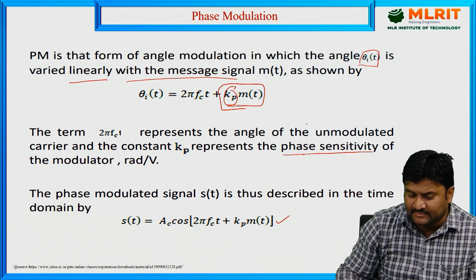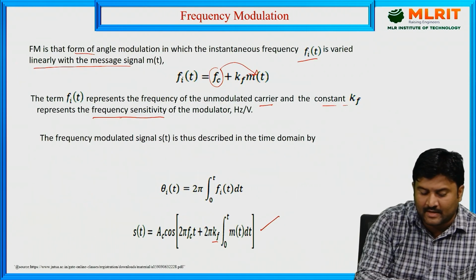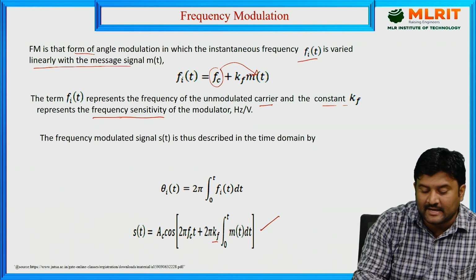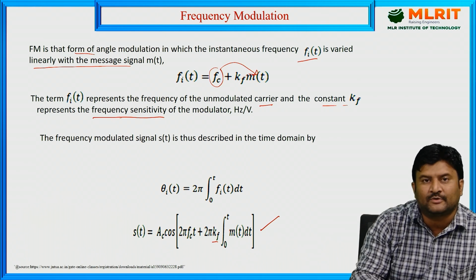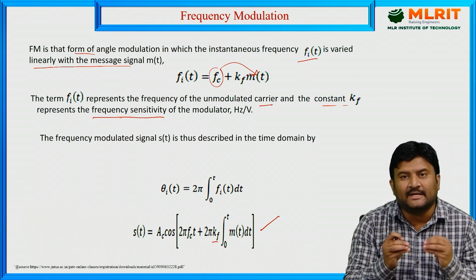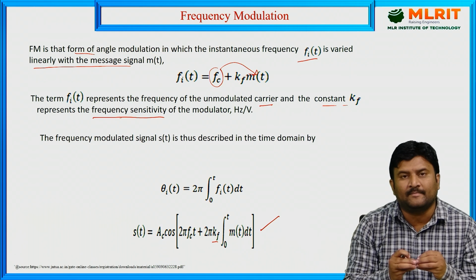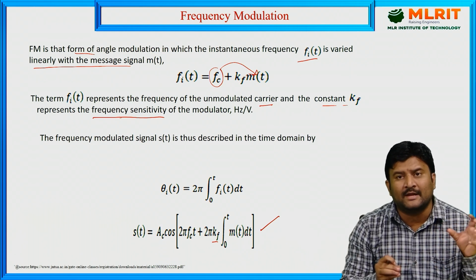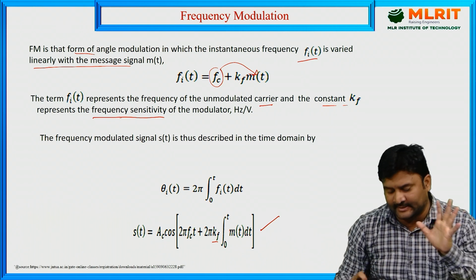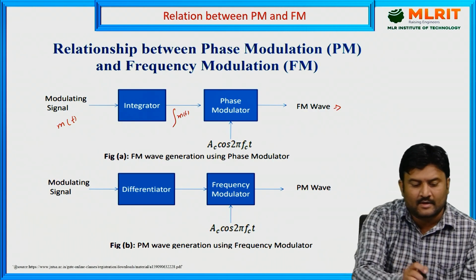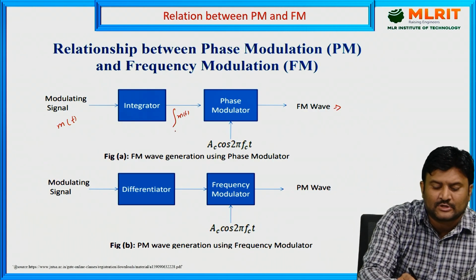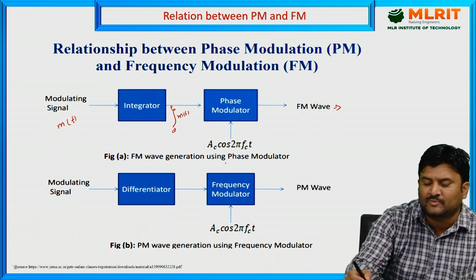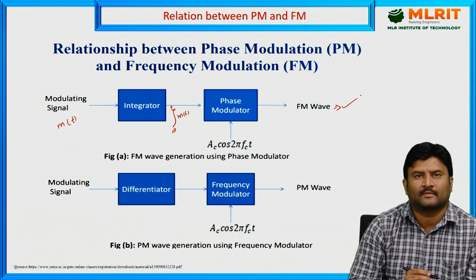Once observe the waveform of the FM: Ac cos 2 pi fct plus 2 pi kf integral 0 to t m of t into dt. That means when you want the FM signal as an output, you can give the integrated signal, nothing but integral 0 to t m of t, to the phase modulator, then the output should be equal to the FM wave.